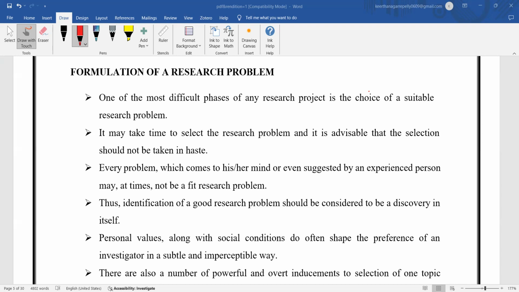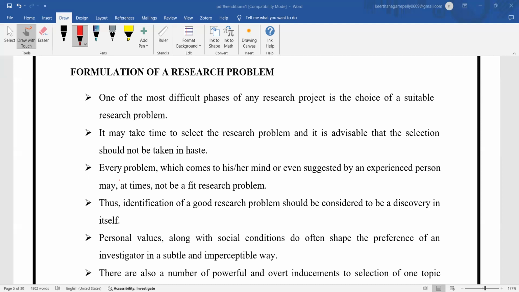So selecting the research problem, which is nothing but the formulation of a research problem, is a crucial step here. Next, every problem which comes to your mind, or is even suggested by an experienced person, may at times not be a fit research problem.